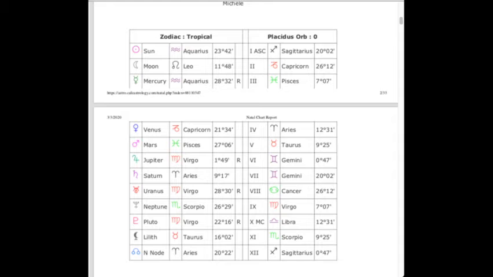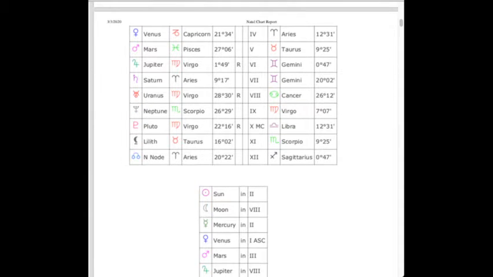My ascending sign is Sagittarius, and my second house is Capricorn. My third house is Pisces. My fourth house is Aries. Fifth house is Taurus. Sixth house is Gemini. Seventh house is Gemini. Eighth house is Cancer. Ninth house is Virgo. XMC is Libra, which I think means Mars, I guess, middle heaven. And, of course, 11th house is Scorpio, 12th house is Sagittarius. So, yeah, I got a lot of different things in my chart.